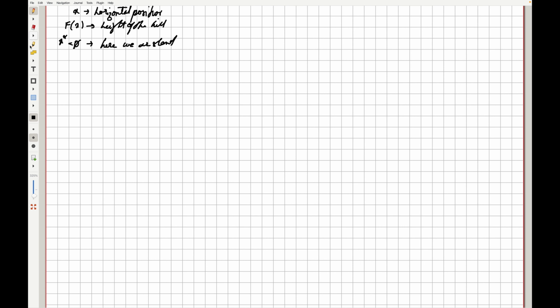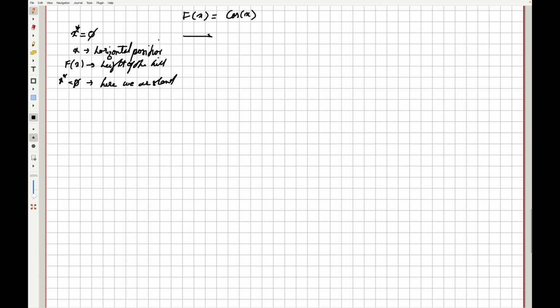Because x star is 0, we can write the Taylor series as follows. f of x is equal to f of 0, plus f prime of 0 times x, plus 1 half f double prime of 0 x squared, plus, sorry, not 1 half, 1 by 24 f triple prime 0 x raised to power 4, and so on.